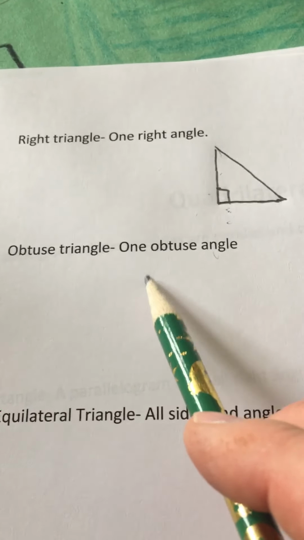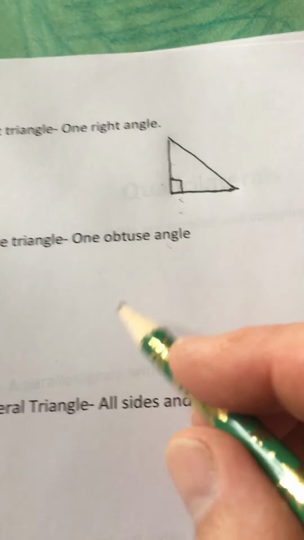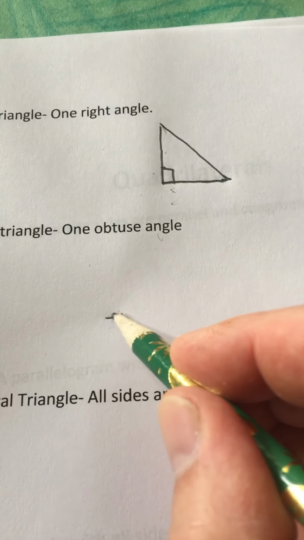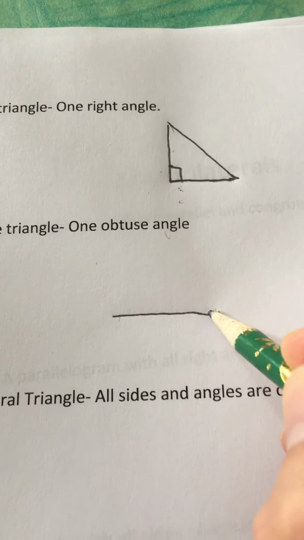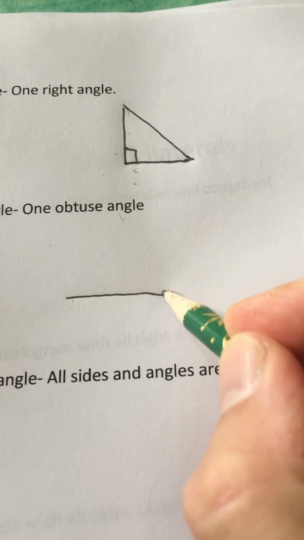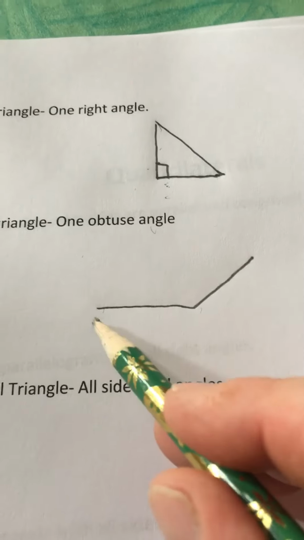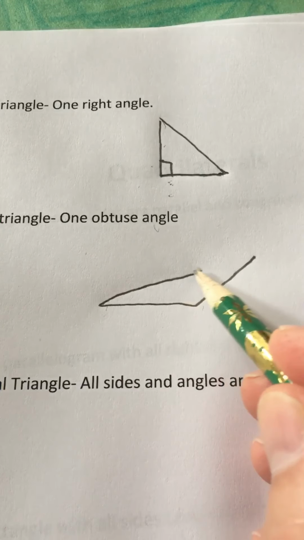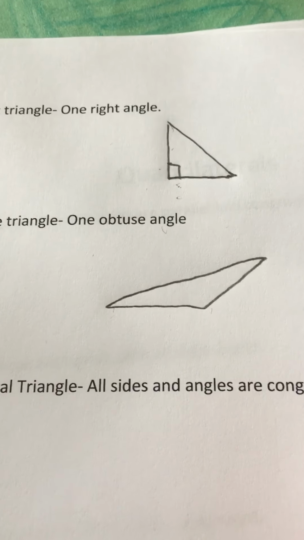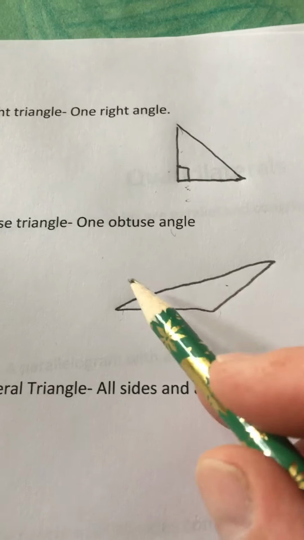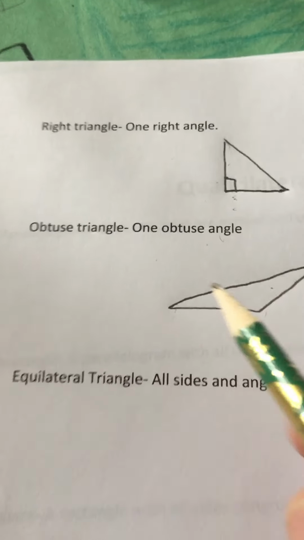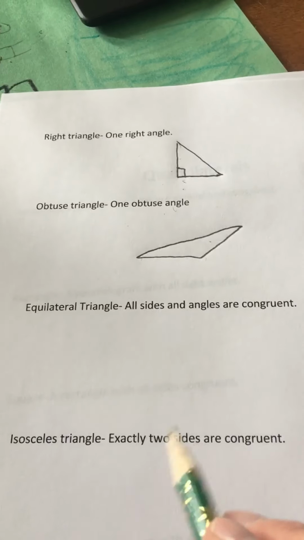Okay? An obtuse triangle has one obtuse angle. Why? Because again, it can't exceed that. So look, this is how I do it. That's an obtuse angle. And then what? I just connect those 2 sides. That's what an obtuse triangle looks like.